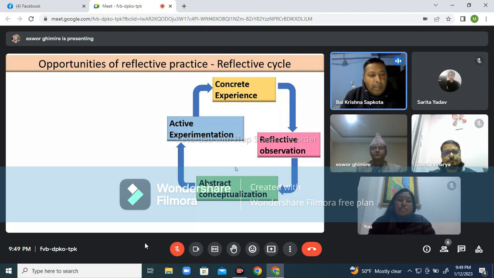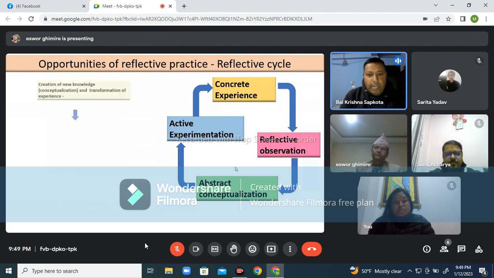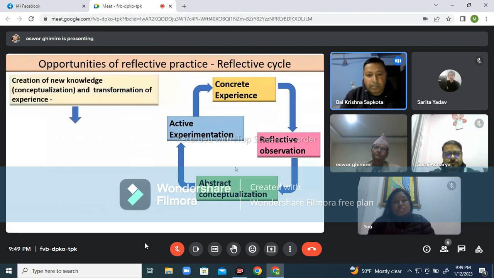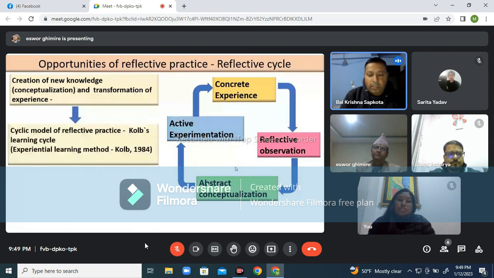In the same way, now I'm going to talk about the opportunities of reflective practice and the reflective cycle. So, there is a cycle. Cycle here means that we have a concrete experience, and this concrete experience may lead to reflective observation. We can observe the things, and we can conceptualize the abstract thing, and then we have the active experimentation on the things, and finally we have concrete experience. So this is how the reflective cycle goes on.